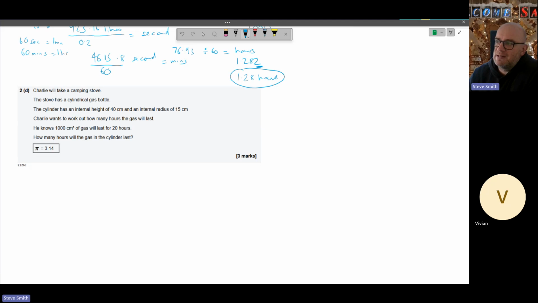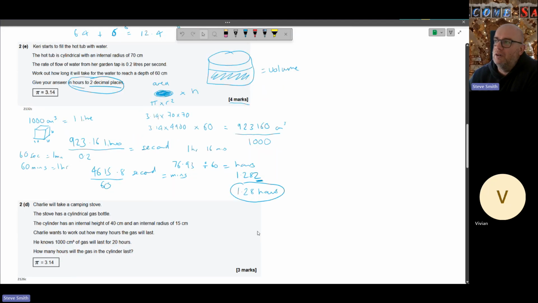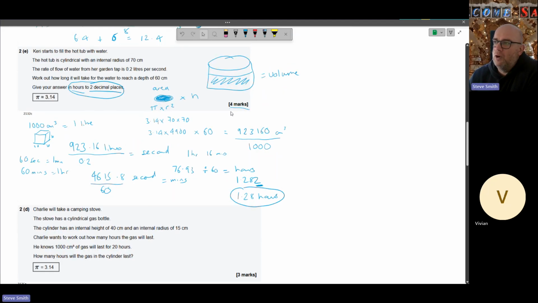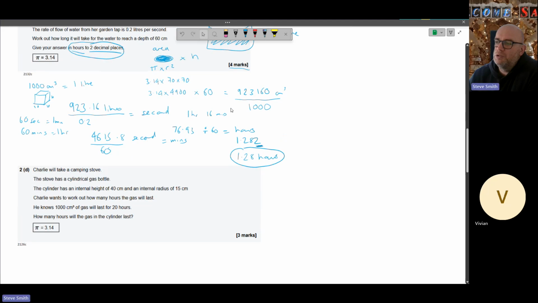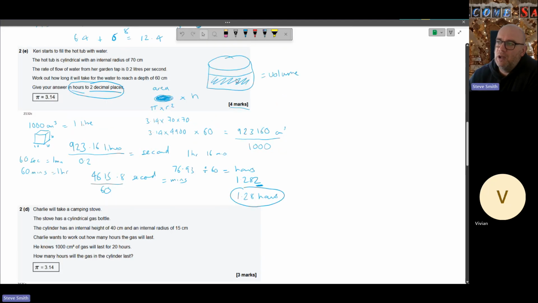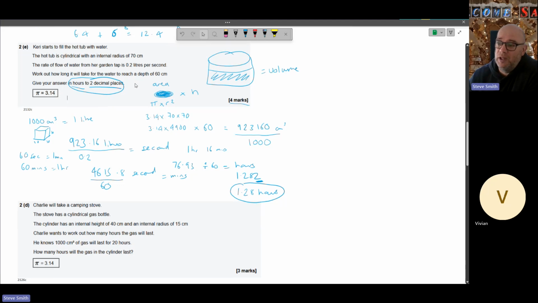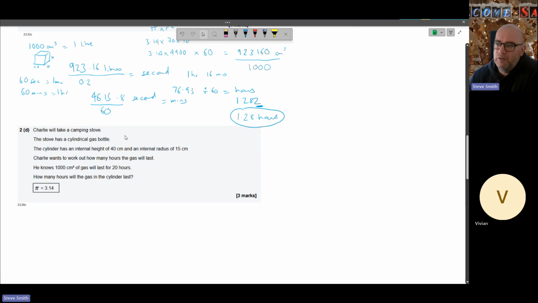So it's a very, very similar question to the one above. However, one's worth 4 marks and one's worth 3 marks, which seems a bit harsh because it's asking you to do the same thing. We're asking to work out the volume of something and then the rate of how long it'll last. So again, 3 and 4 marks, generally same sort of thing in an exam. It's just a case of it's a different exam, so they might have had a spare mark to award you. So let's have a look.